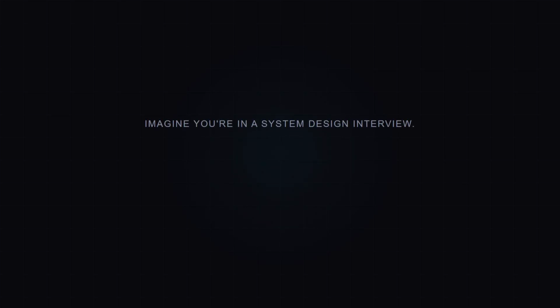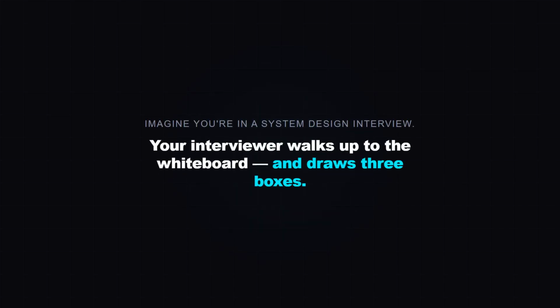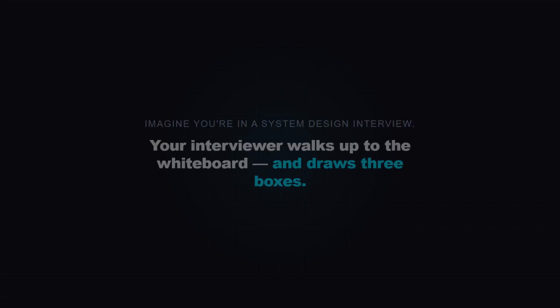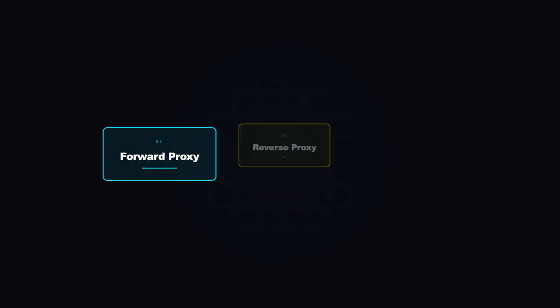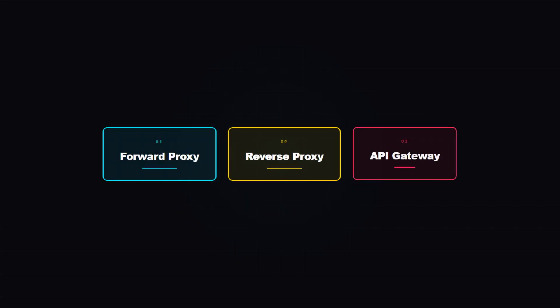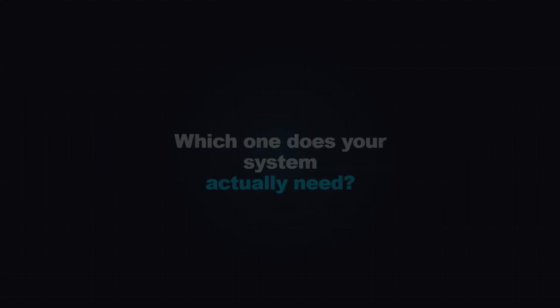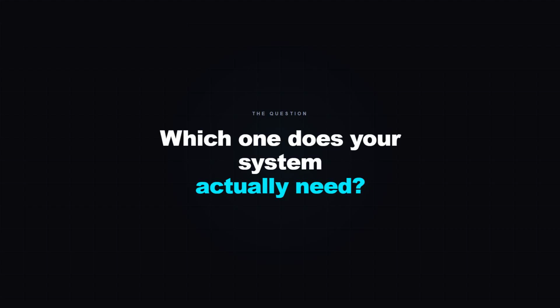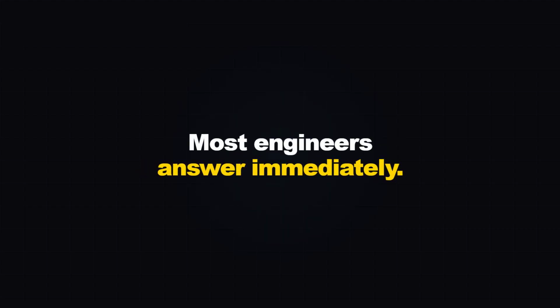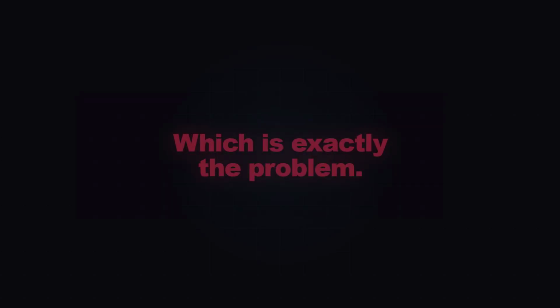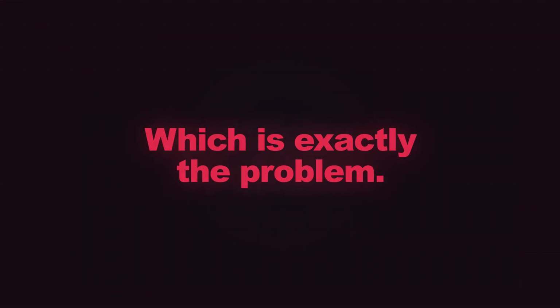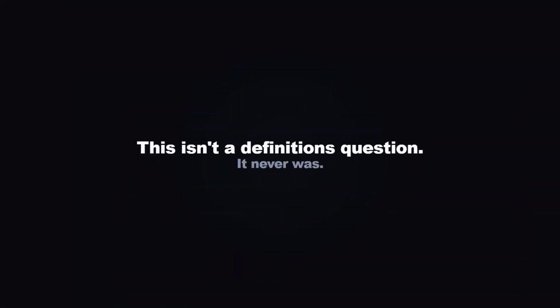Imagine you're in a system design interview. Your interviewer walks up to the whiteboard and draws 3 boxes: forward proxy, reverse proxy, API gateway. Then they turn around and ask, which one does your system actually need? Most engineers answer immediately, which is exactly the problem. Because this isn't a definitions question, it never was.